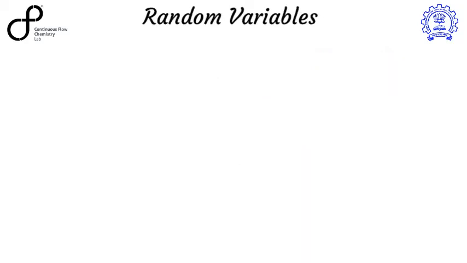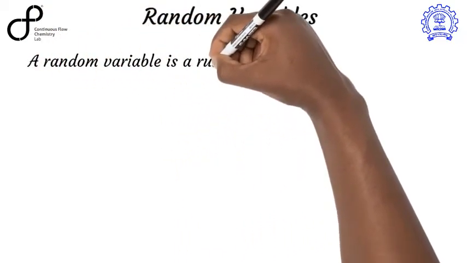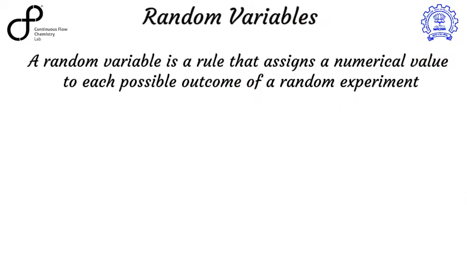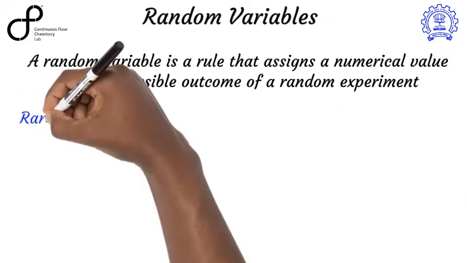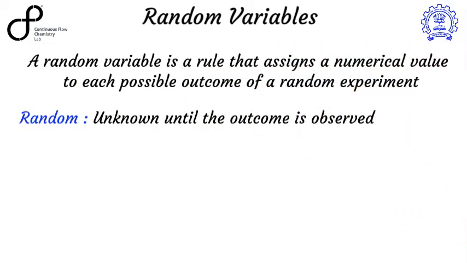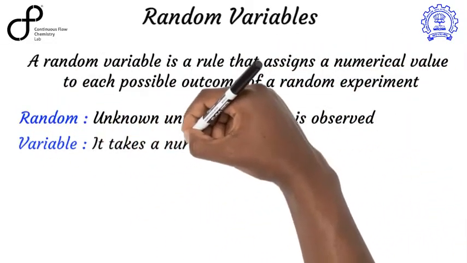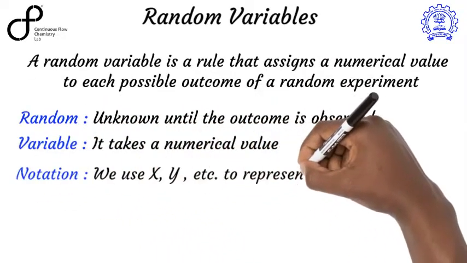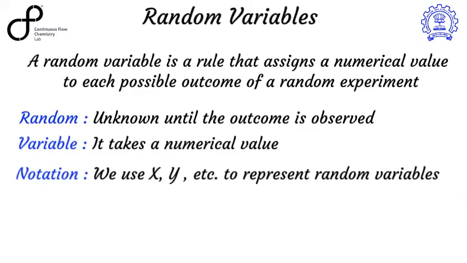Now, we move on to learn about random variables. A random variable is a rule that assigns a numerical value to each possible outcome of a random experiment. It is random in nature as its value is not known until we perform the experiment and note the outcome. It is a variable because it can take one of many numerical values based on the outcome of the experiment.